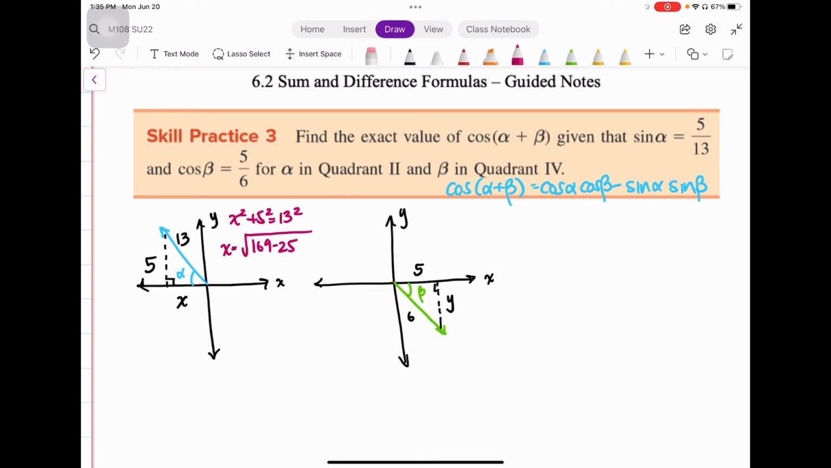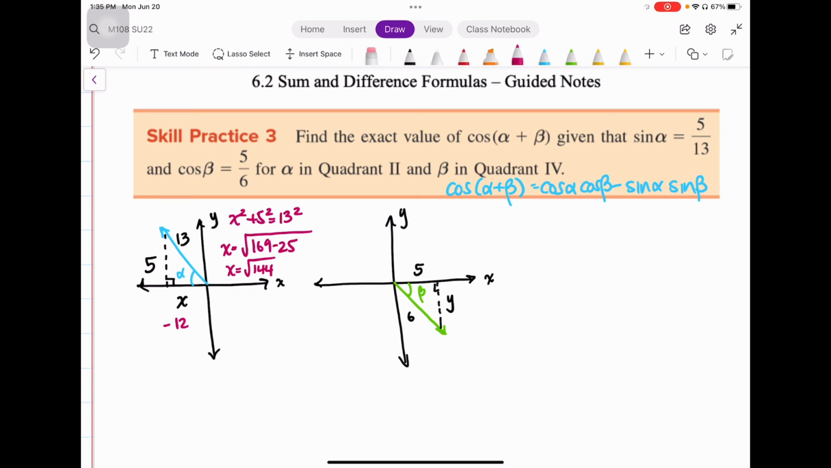x squared plus 5 squared is equal to 13 squared, and so x is going to be the square root of 13 squared, which is 169, minus 5 squared, which is 25. x is going to be the square root of 144, which is 12. That's a Pythagorean triple. Hopefully you start to recognize that. And it's negative because it's in the second quadrant.